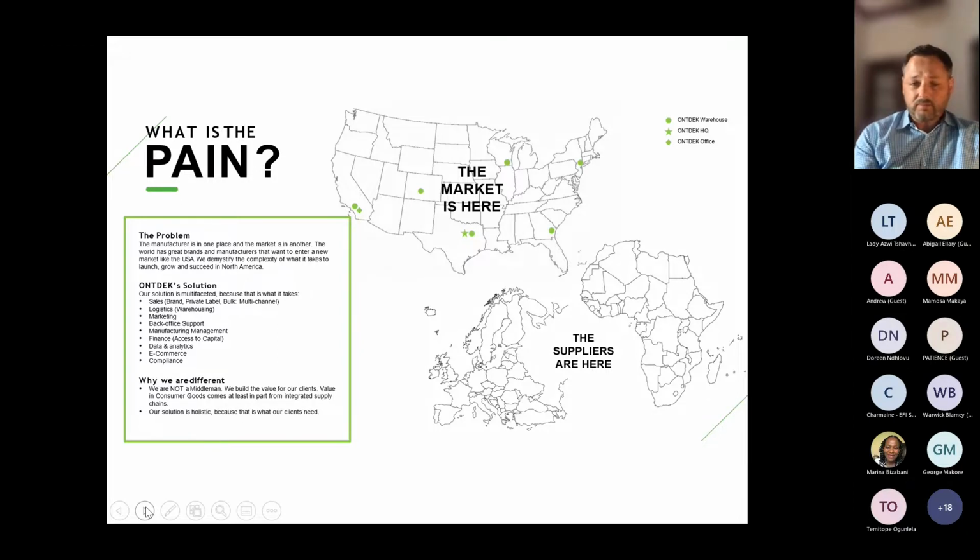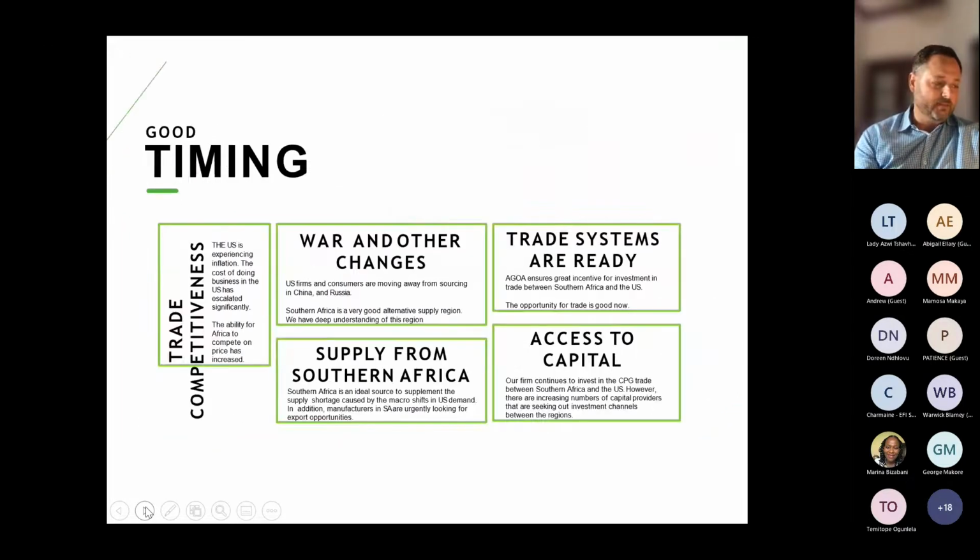So if you move one slide along, a little bit of background context just about our firm here. We're part of the Mergon group of companies, but headquartered in Stellenbosch in South Africa. So the goal that we set out to do is to simplify or demystify what it takes to trade internationally or to trade with the US.